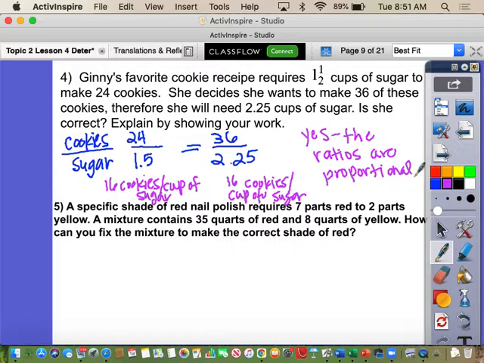Okay, and then number five, we got a specific shade of red nail polish that requires 7 parts red to 2 parts yellow. A mixture contains 35 quarts of red and 8 quarts of yellow. So we want to know how we can fix the mixture to make the correct shade of red. So it's pretty much telling us that these are not proportional. We got 7 parts red to 2 parts yellow. And then in our new mixture, we've got 35 parts red and 8 parts yellow.